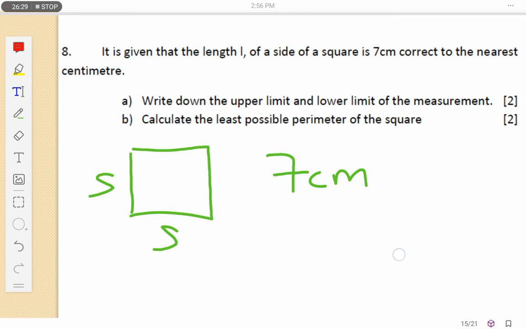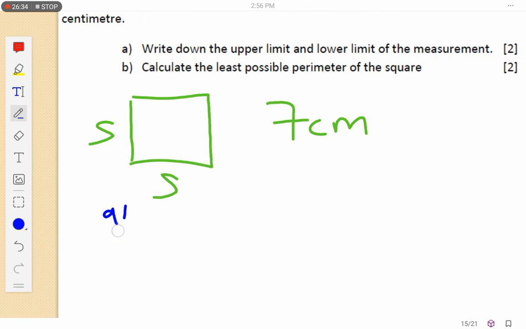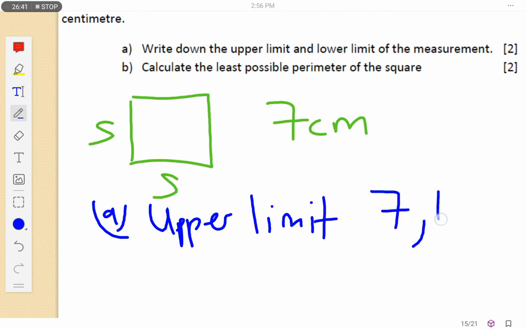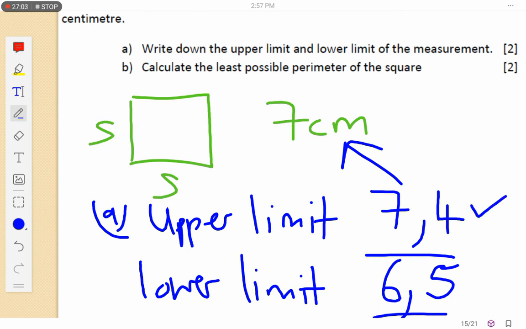Part A, upper limit becomes 7.4. Because if I round off this one, I will get 7. The lower limit becomes 6.5. If I round off this one, because of the 5, I will get a 7. So these are the numbers that we are going to use.